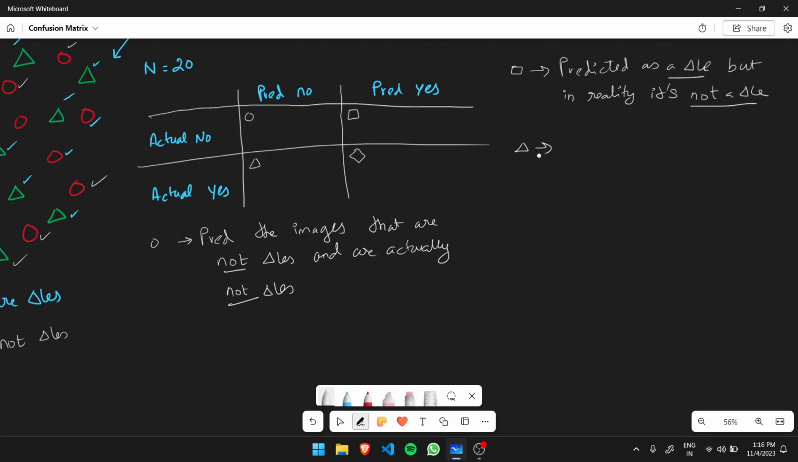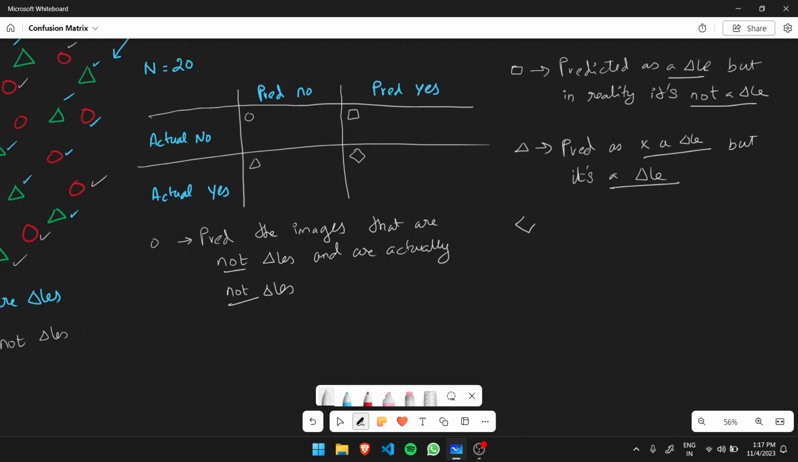All right, now our triangle here, our classification model predicted the image as not a triangle, but in actuality it was a triangle. So it predicted a shape is not a triangle, but in actuality it is a triangle. Okay, so listen to it one more time. Our model predicted the image as not a triangle, but in actuality it is a triangle.